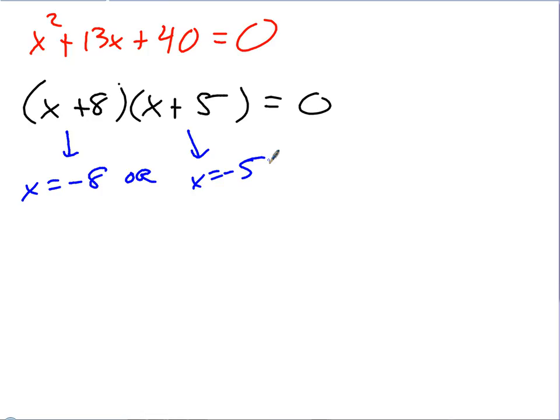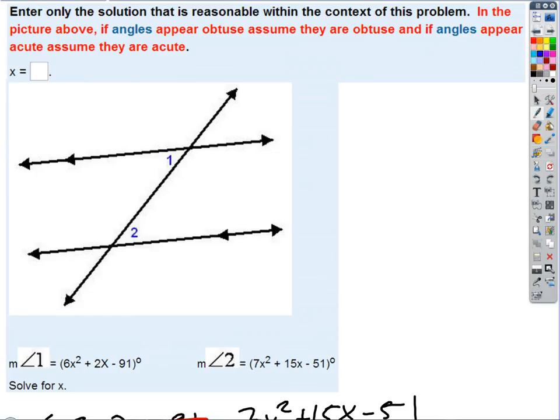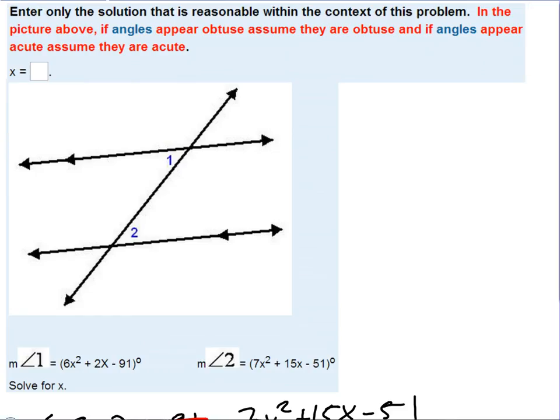Okay, good. So let's go back and look at the question. So the question says, now there's some instructions up here that we skipped, but now we got to read them. It says, enter only the solution that is reasonable within the context of the problem. And what we mean by that is, in the picture here, if angles appear obtuse, meaning what? Bigger than 90, okay. Then assume they are, and if angles appear acute, assume they are. Angles 1 and 2 look to be what? Acute. Okay. So then we want to pick the x value that when I plug it in is going to give me back a correct answer, an acute answer, right?